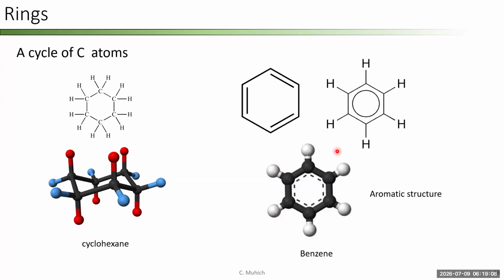Right? And so this molecule, this benzene molecule, has six carbons, six hydrogens, and it's flat, unlike cyclohexane, which also has six carbons in a ring, but has 12 hydrogens, and it has this bent structure.